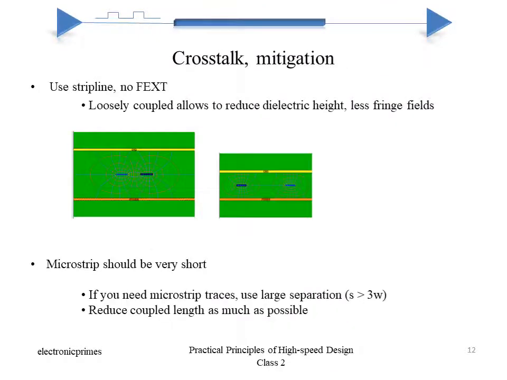Crosstalk mitigations. If you use stripline, no far end crosstalk will occur, and any loosely coupled lines allow you to reduce dielectric height and have fewer fringe fields. Microstrip should be very short. If you need microstrip traces, then use large separations. Use a formula like spacing greater than 3W, and reduce the coupled length as much as possible. So those are the points to take up on crosstalk mitigations.